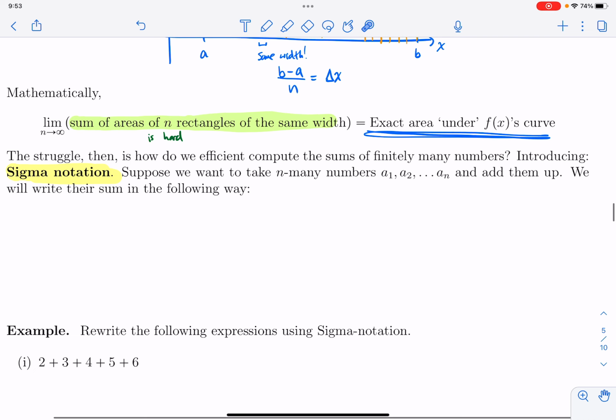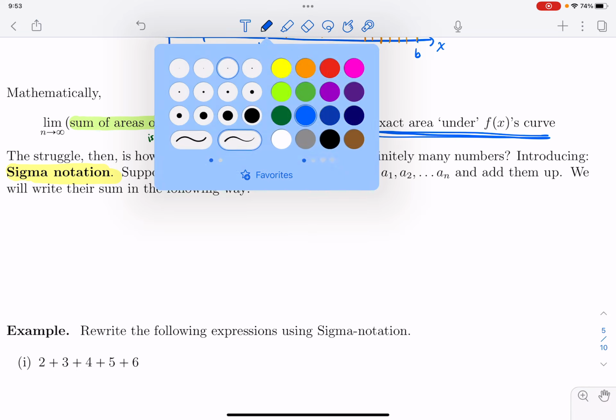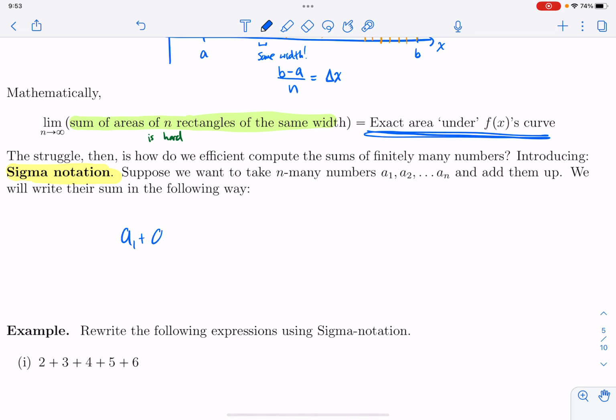So we're going to suppose you want to take n many numbers, say a1 to an, and you want to add them all up. So you want to write down a1 plus a2 plus a3 all the way up to, say, an minus 1 plus an. So these are n many numbers all being added together using the subscripts 1 through n. We're going to condense this notation. We're going to use, since we're adding up a bunch of things, that's a sum. We're going to use the Greek letter S to stand for sum, so that's going to be a sigma.